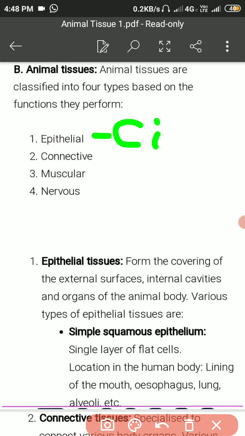The first is the squamous. This is the squamous tissue. This is the first type of the epithelial tissue, which is squamous. Squamous means a single layer of flat cells, and they are found in the mouth cavity, lung, and eye, etc. So now let us see what the squamous tissue is by this diagrammatic representation.